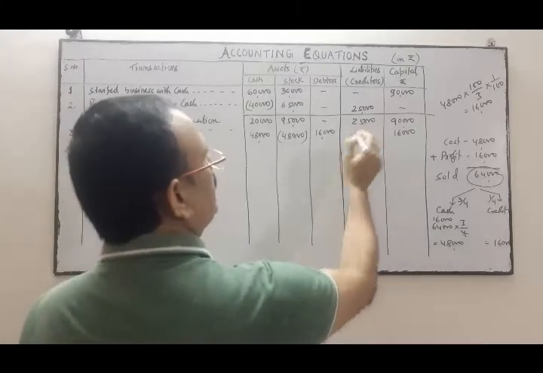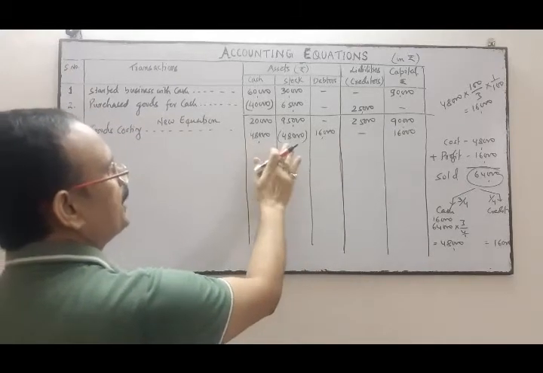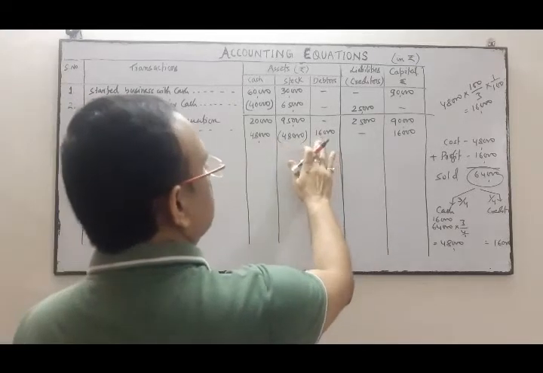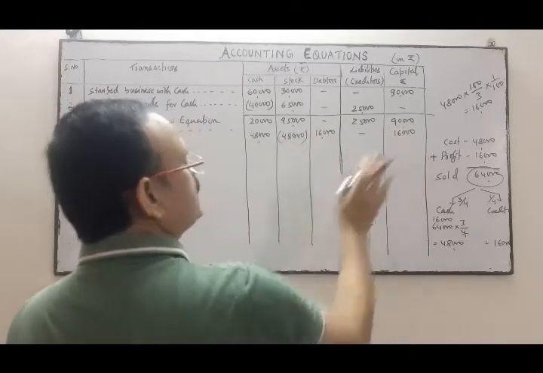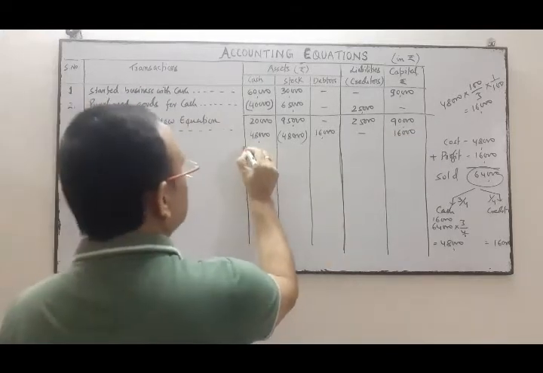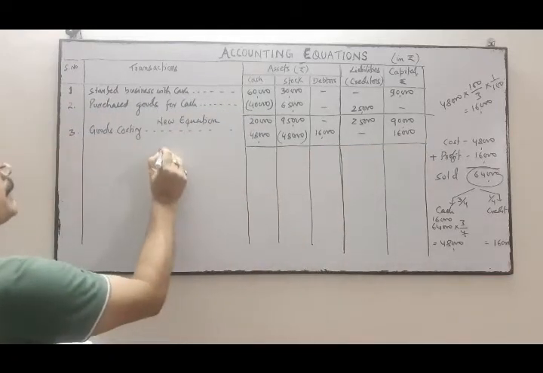There is no figure in the liability side. So both side is equal. This side 48 plus 48 minus, so it is 0 and it is 16 this side. Net figure is 16 and this side is also 16. So the accounting equation is balanced. Now find out the new equation after the third transaction.